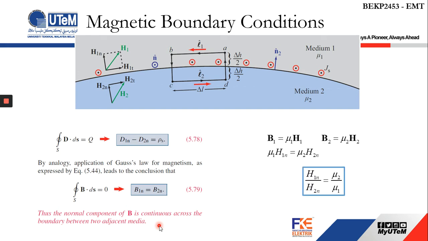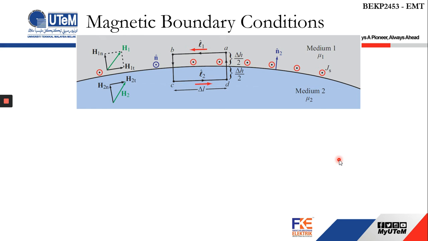By extension, since we know that B equals mu H, we can identify the relationship for the normal component of magnetic field intensity using this equation here. So the ratio of the magnetic field intensity between medium 1 and medium 2 is simply the ratio of the permeability between the two mediums. Okay, this is the first relationship. Now let's move on to the second relationship.